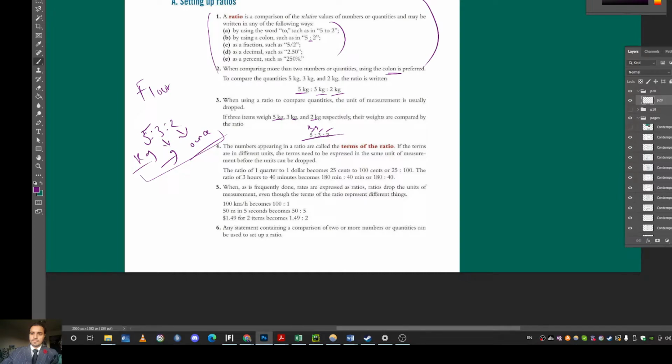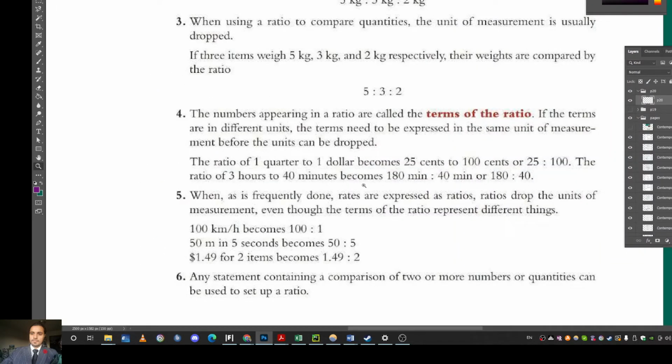All right. So in this case, he gives an example of a ratio of 1/4 to $1. But we're not going to express it like that. We're going to first convert it all into cents. So 1/4 is 25 cents and $1 is 100 cents. So that's how we're going to do this. We're going to use the same measure, and now that both terms of the ratio are using the same units, we can express them without the units, 25:100. Okay, so anyways, so there's that.